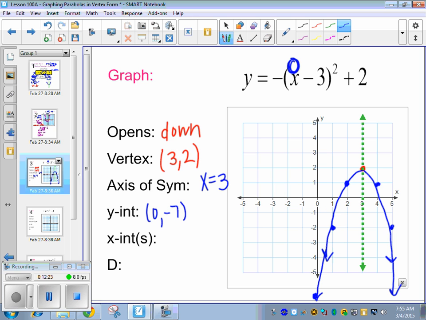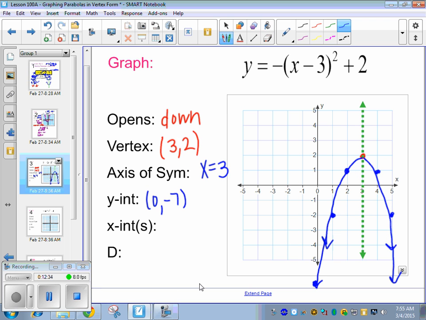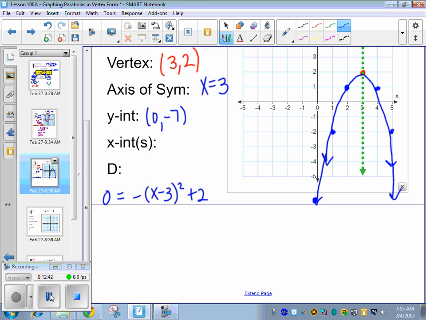Okay, x-intercepts. For the x-intercept, we have to plug 0 in for which variable? For y. So somewhere off to the side, wherever you have space, we're going to plug 0 in for y. And we're going to find our x-intercepts.